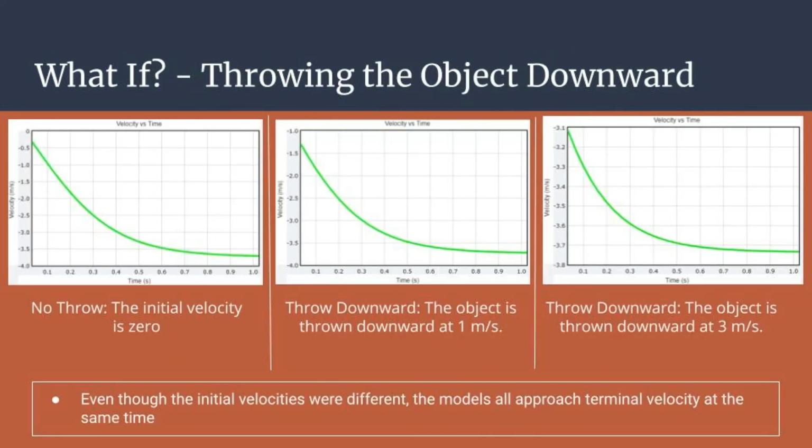Imagine that the ball of paper is thrown straight downward instead of being dropped. Will it reach a terminal velocity faster? To answer this question, the computational model was changed 3 times to simulate different initial velocities. Even when the object was thrown with a downward velocity, it reached terminal velocity at the same time. Because of this, it can be observed that an object will take the same amount of time to reach terminal velocity regardless of its starting velocity.